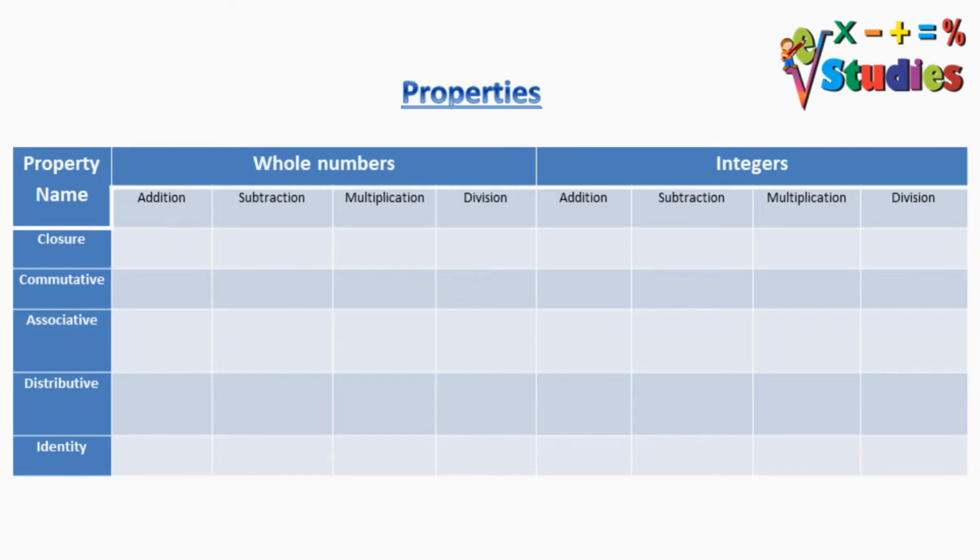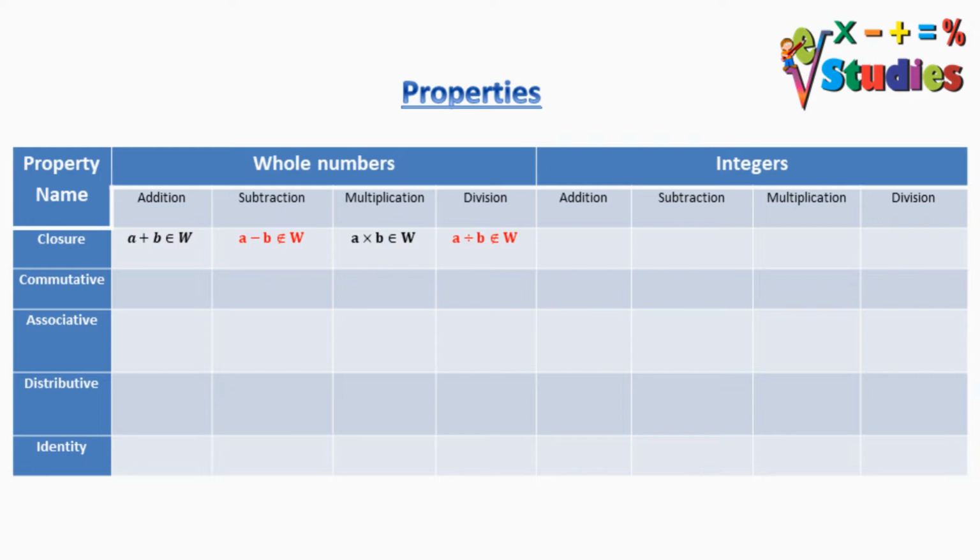So the next part of this chapter is to learn the properties of integers, and as you know, the properties are closure, commutative, associative, distributive, and identity. In order to learn the properties of the integers, I thought it would be a good idea to put the properties of the whole numbers together as well and compare them. Let's go through them one by one and understand them properly.